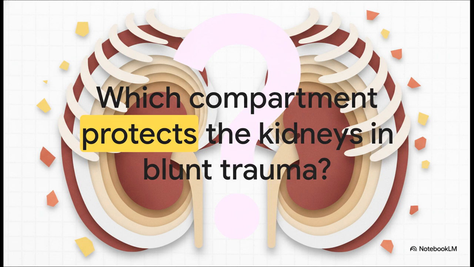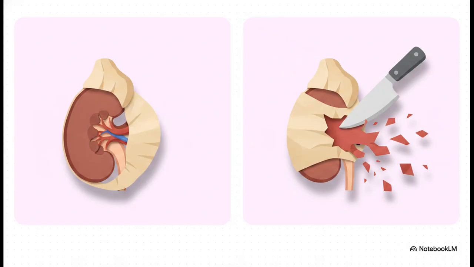The fact that we can safely manage the vast majority of blunt renal trauma non-operatively comes down to pure anatomy. Which highly protective compartment are the kidneys sitting in? The answer is B, the extraperitoneal or retroperitoneal space. This is a perfect example of a natural structural tamponade. You've got the kidneys tucked deeply into those tight paravertebral gutters, tightly wrapped in Gerota's fascia.